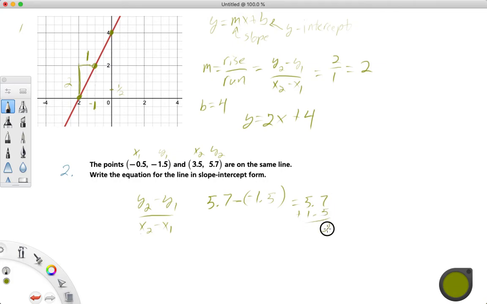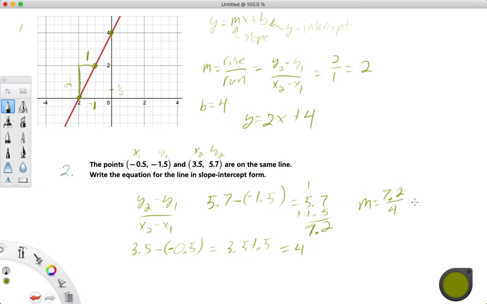Okay, 7 and 5, that's 12. So that's 7.2. That's a lovely number. And then my x2 is 3.5. And my x1, again, we're subtracting a negative, is negative 0.5. So I add those up, and that gives me 3.5 plus 0.5, which gives me 4. So my slope is 7.2 over 4, which is not very pretty.